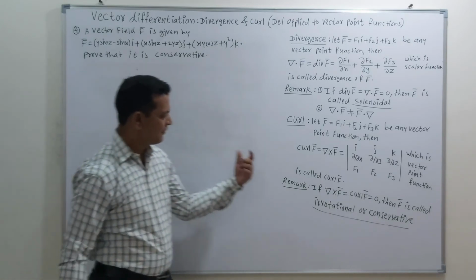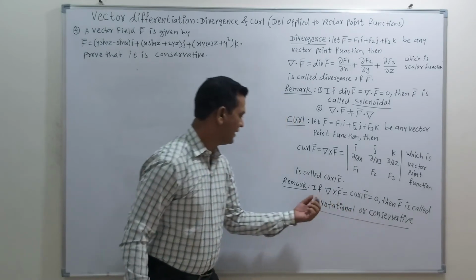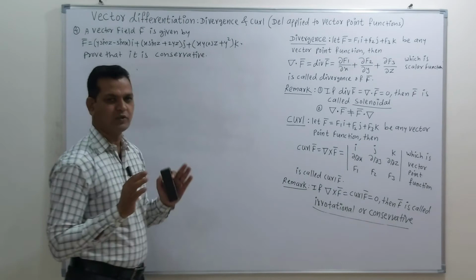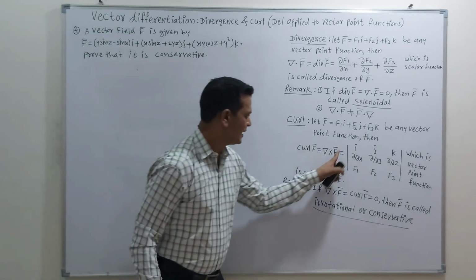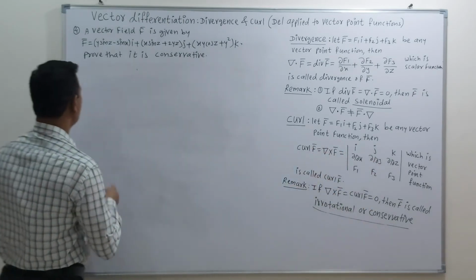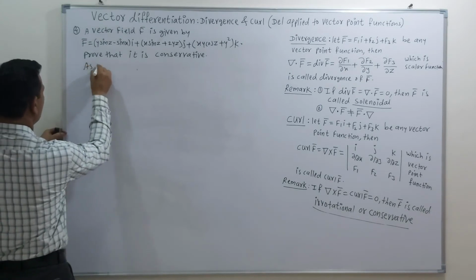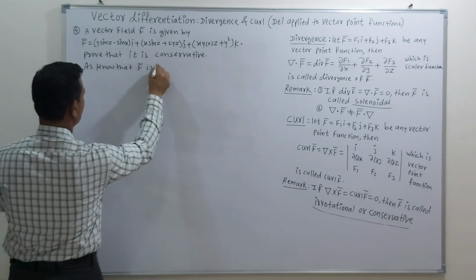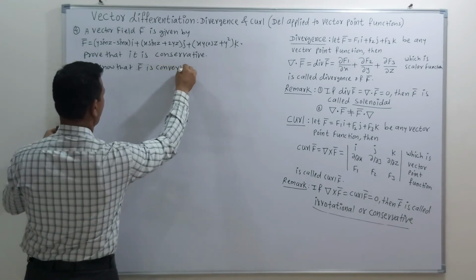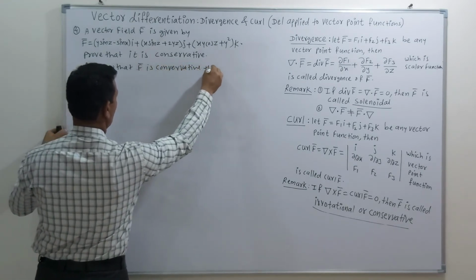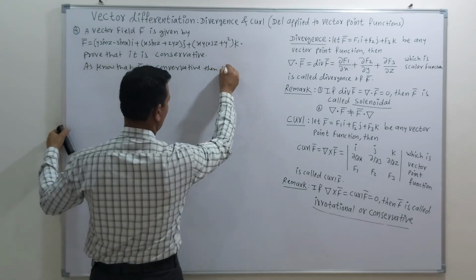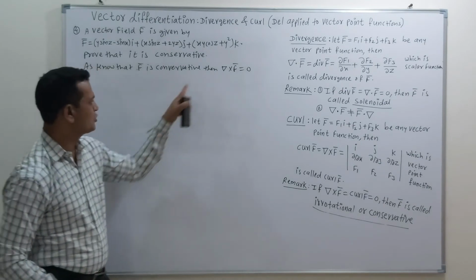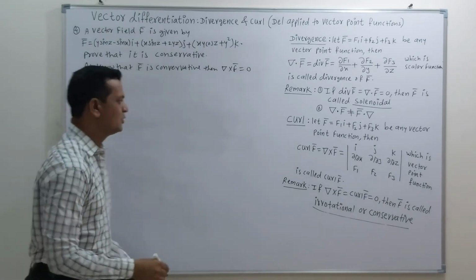So we know that a vector field is conservative when the value of del cross f bar, which is the curl of f bar, is 0. To show that the vector field is conservative, we need to show that this determinant value is equal to 0. So as we know, if f bar is conservative, then del cross f bar is equal to 0. That means our aim is to show that this cross product is equal to 0.